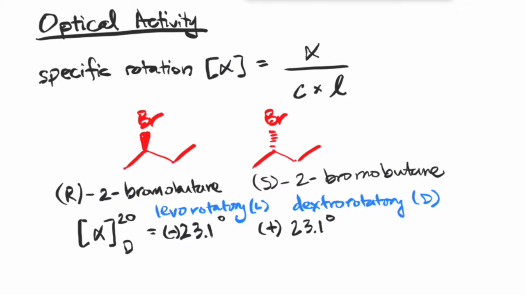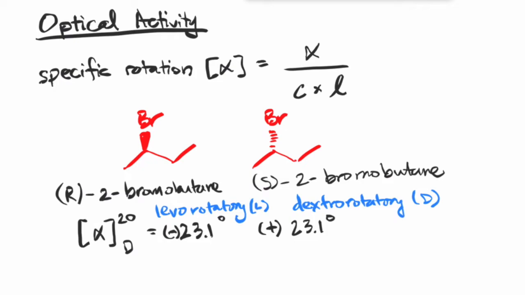Now, the L and the R do not have to go hand in hand. The D and an S do not always have to go hand in hand. Sometimes an L could be an R or an S, and so therefore the D could also be an R and S. So there's no direct correlation between these two labels. Okay, but do know that L will always be a negative specific rotation and D will always be a positive specific rotation.